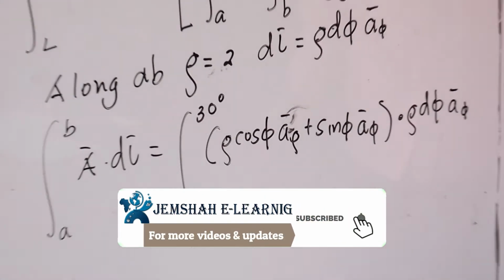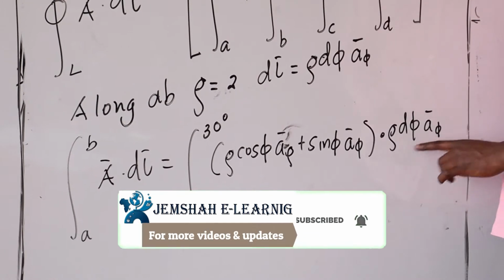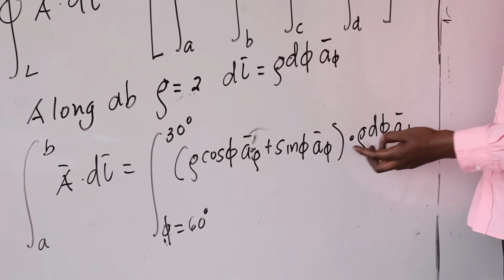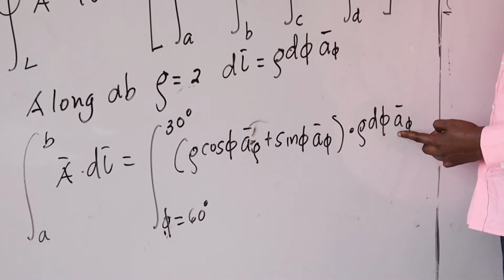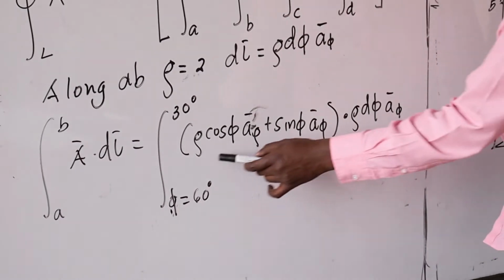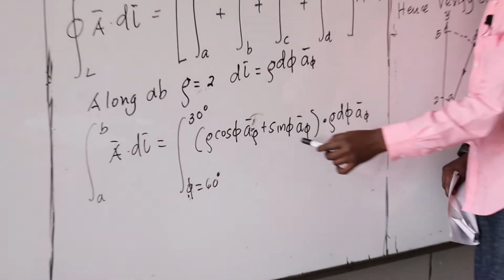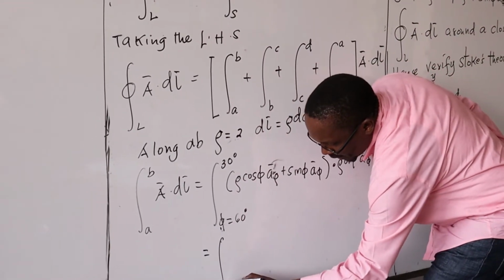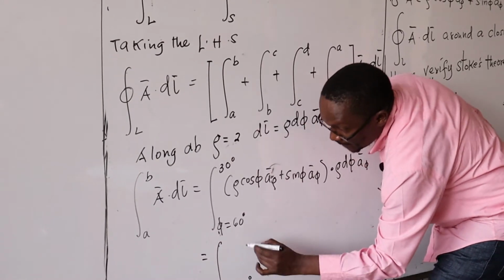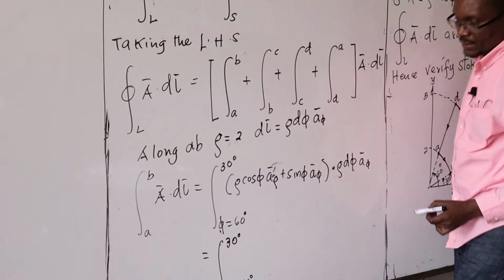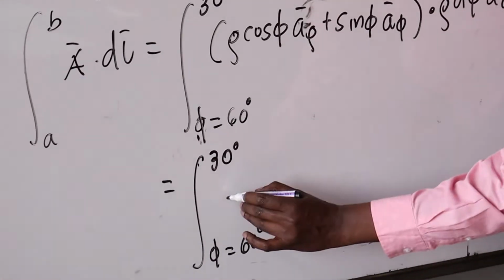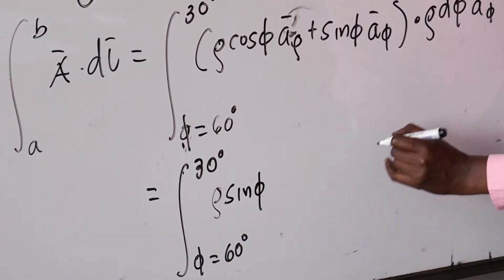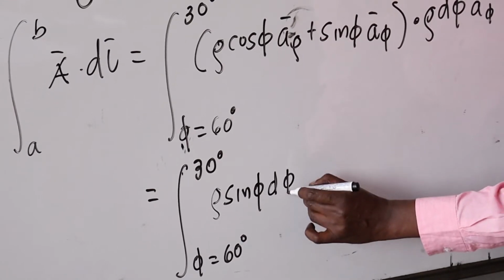Now, remember our dot product rule that if we dot A phi and A rho will give us a 0 because they are opposite. A rho dot A phi is 0, but A phi dot A phi must be 1. So that is what we are applying. So this term will disappear after doing the dot product, and we'll be left with this term and that term alone. So from there we'll have our phi being 60 degrees and 30 degrees. This has disappeared and I'm left with rho sine phi d phi, like so.